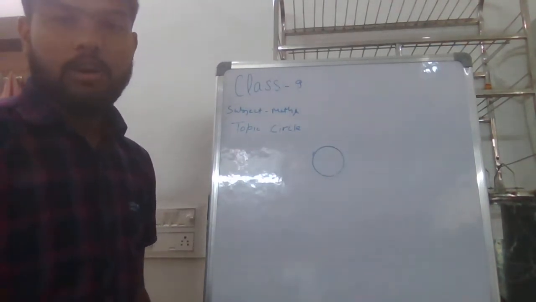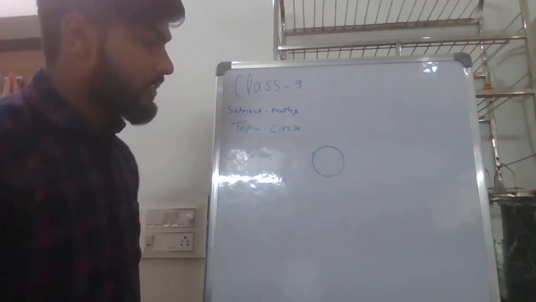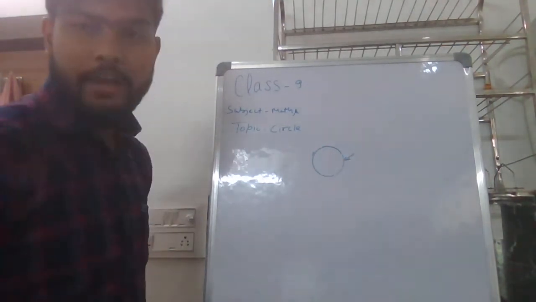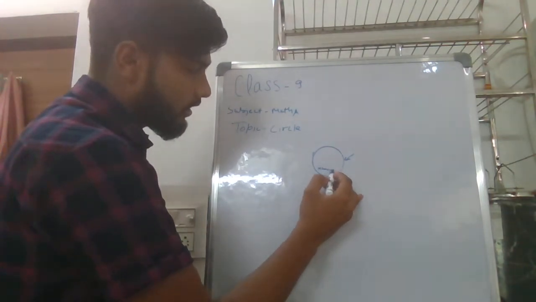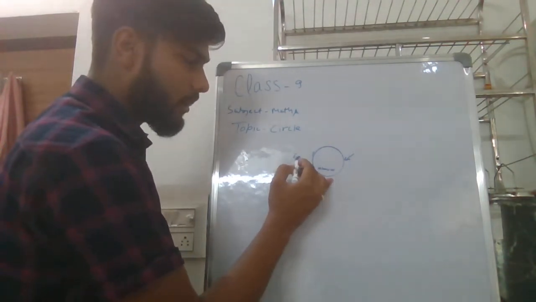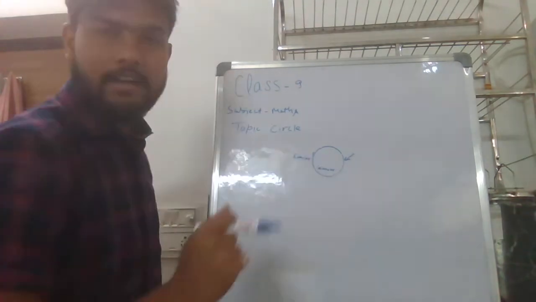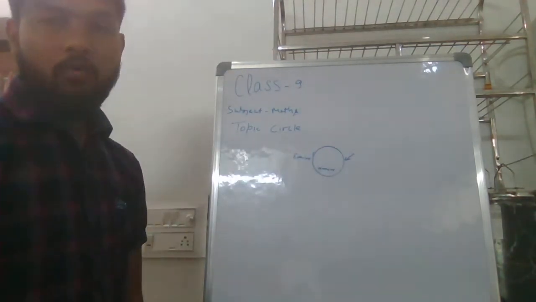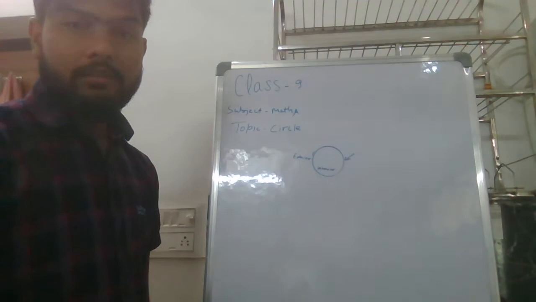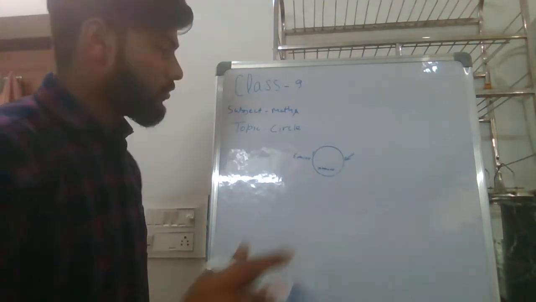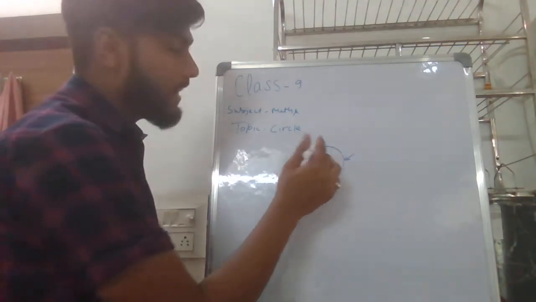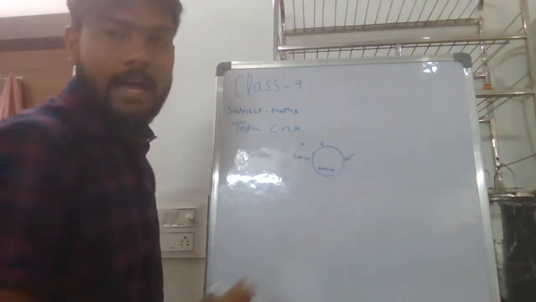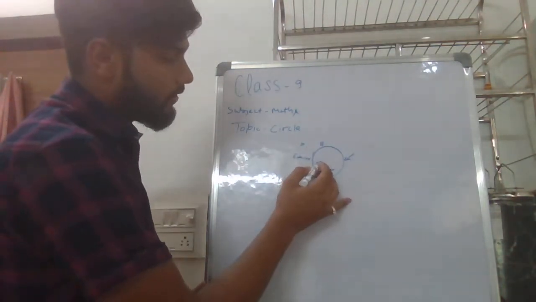Now we can see this is the circle, this is the interior part of the circle, and this is the exterior part of the circle. Now we have to name the points: this will be P, this will be Q, and this will be R.